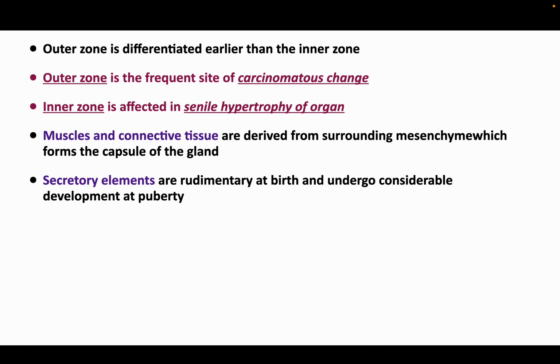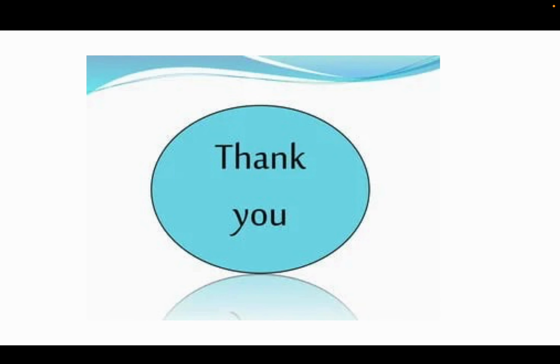Now, this outer zone is differentiated earlier than the inner zone. The outer zone is the frequent site of carcinomatous change, and the inner zone is affected in senile hypertrophy of the organ. The muscles and connective tissues are derived from the surrounding mesenchyme, which forms the capsule of the gland. The secretory elements are rudimentary at birth and undergo considerable development at puberty. So this is all about the development of the prostate.